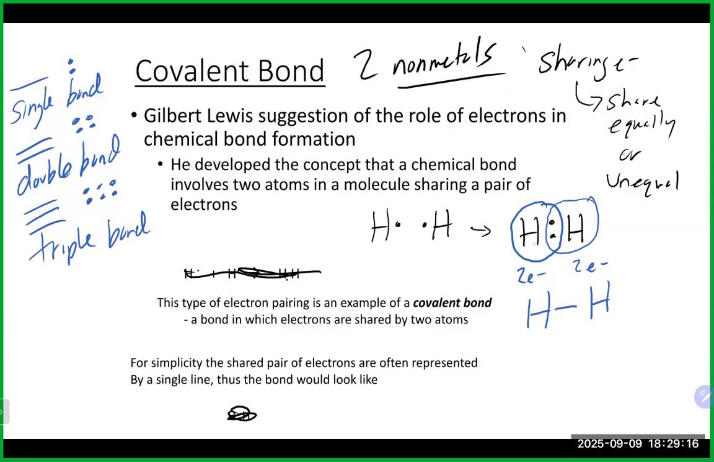You could show this sort of bond here as either dots or lines, whichever one you like. Most people will use lines to represent a bond formed, and people will use the dots for just non-bonding electrons or electrons that are not involved in bonds.